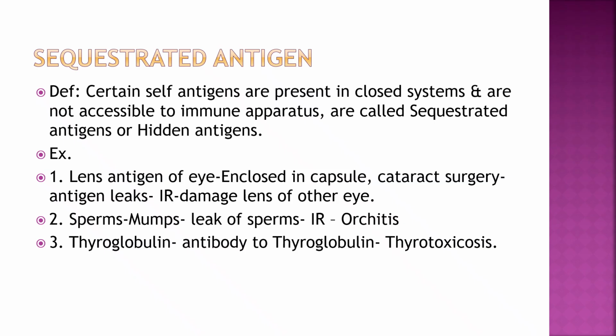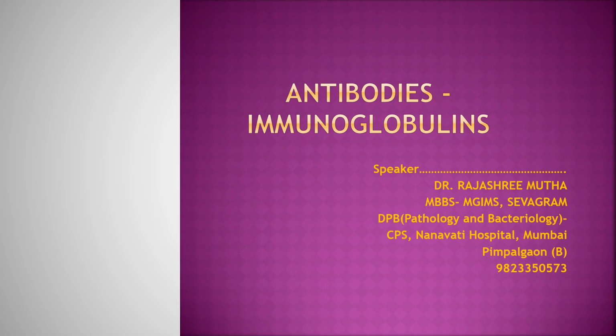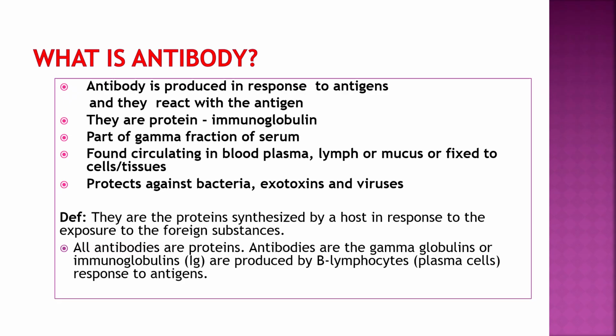thyrotoxicosis or Graves' disease. Hello students, let's study antibodies, that is immunoglobulins. What is an antibody? An antibody is produced in response to antigens and reacts with the antigen. They are proteins, also called immunoglobulins, part of the gamma fraction of serum, found circulating in blood, plasma, lymph or mucus, or fixed to cells or tissues, and they protect against bacteria, exotoxins and viruses.